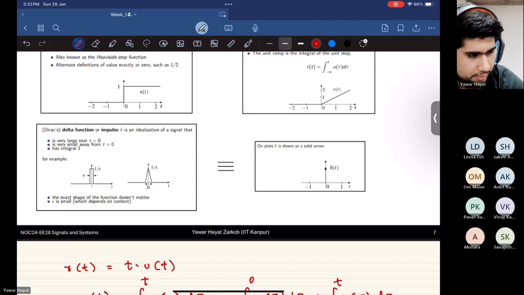Okay, so this is how the delta function is defined, and in plots, the delta is shown as a solid arrow. This is how the delta function is denoted.